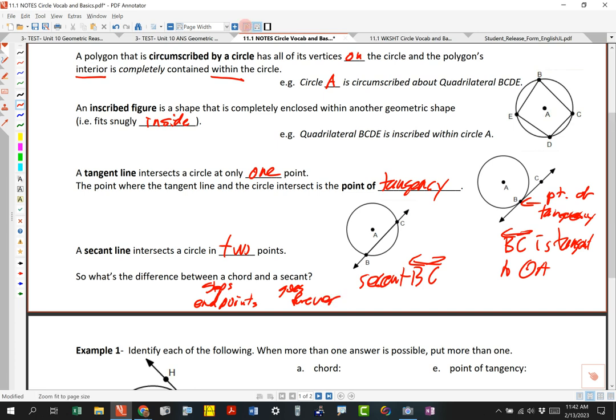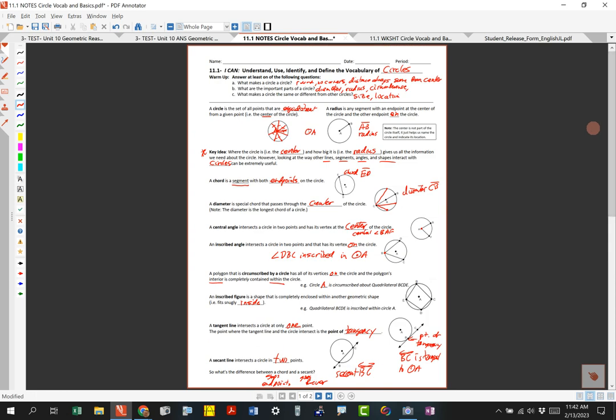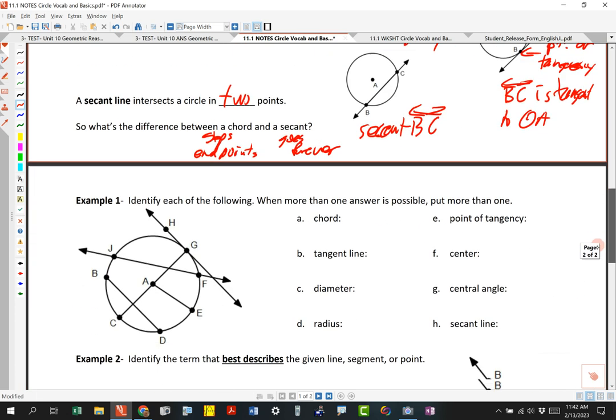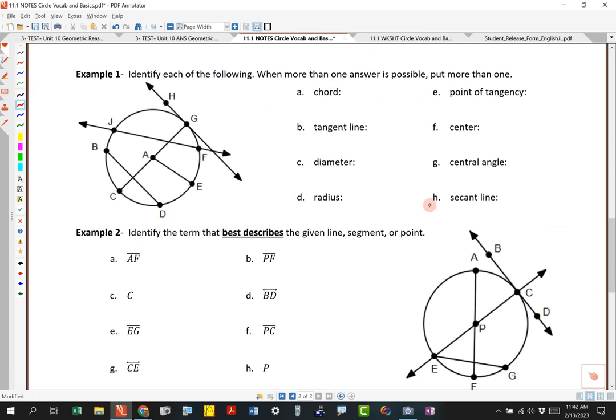Okay, this first page is a bunch of vocabulary. Some of that vocabulary you would have seen before, some of it you would not have. So we're going to flip the page over and take a look at these. I did add this one right here. As I was looking at this morning, I realized we left off one. Okay, this is a secant.